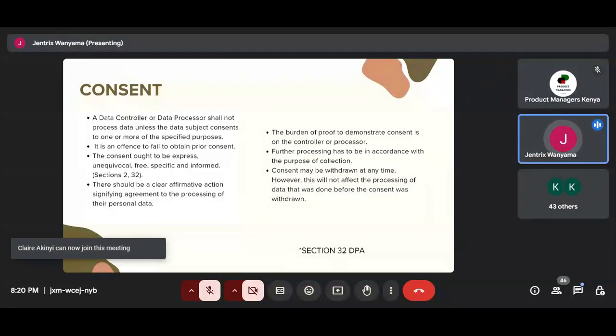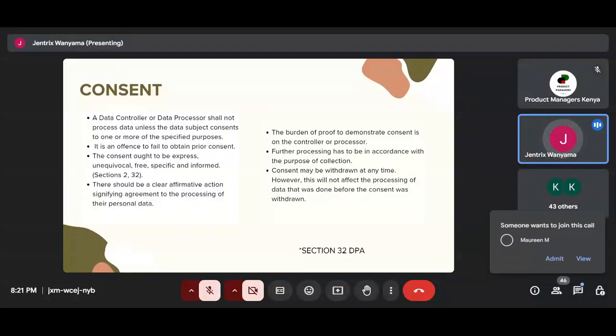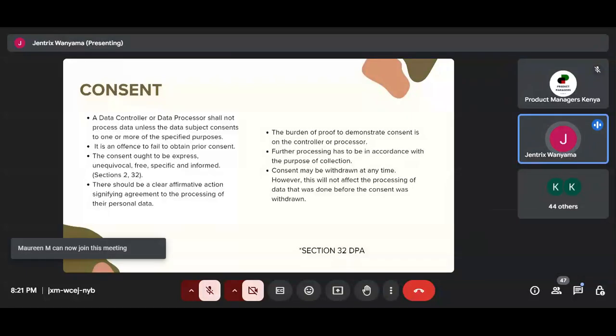There should also be a clear affirmative act signifying agreement to the processing of their personal data. For example, let's talk about cookie policies. The buttons that are there, you click allow only necessary, or deny. Those are the clear affirmative actions. Remember that because this is an offense, the burden of proof to demonstrate that consent was given falls on the controller or processor. I think that's an important obligation to know.